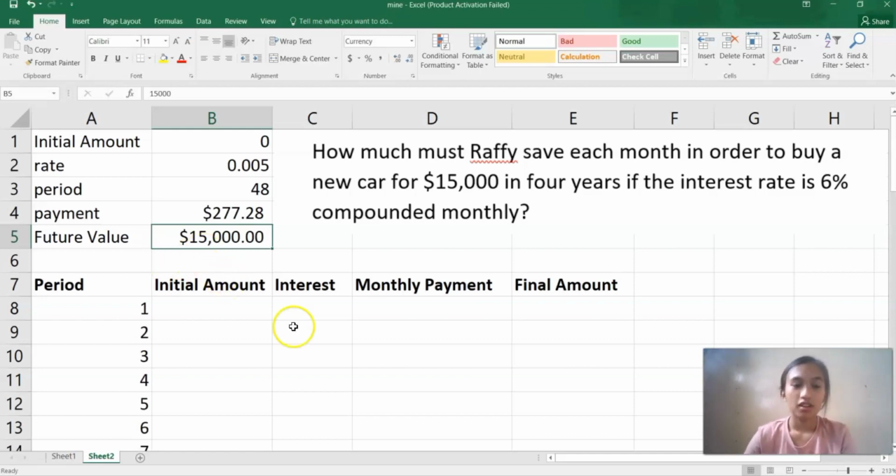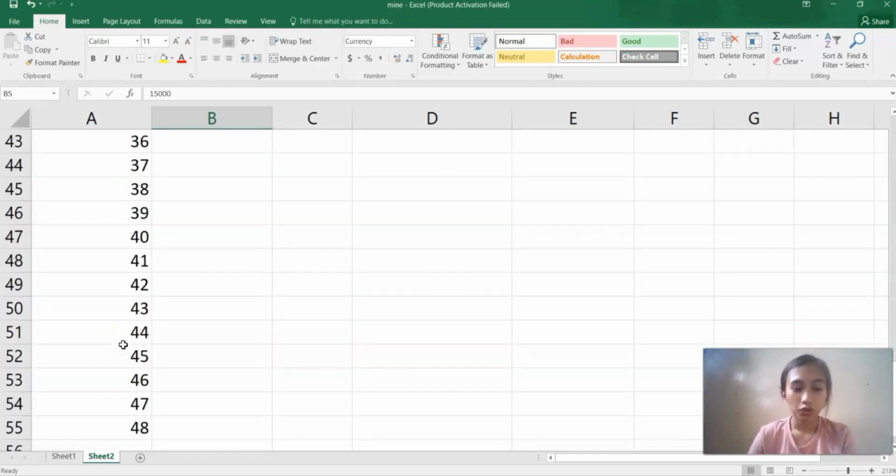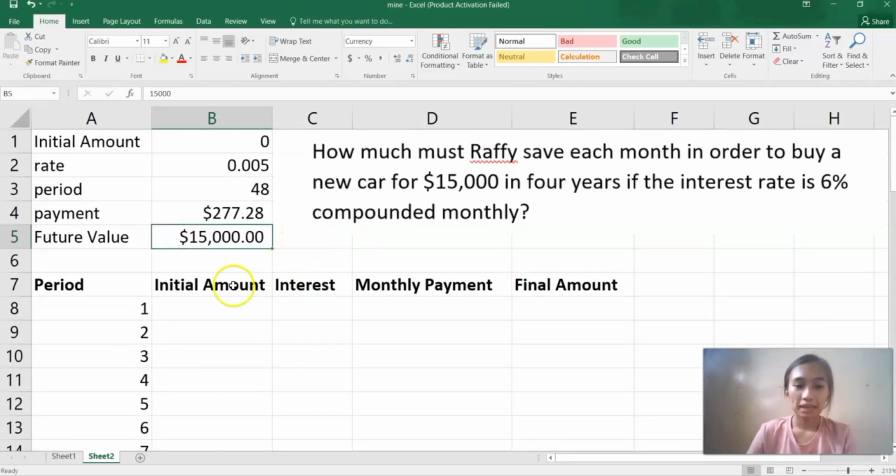So the monthly payment of Rafi to save $15,000 is $277.28. Alright, now to make a sinking fund schedule, we have here the period, which is up until 48, the initial amount, the interest, monthly payment, and final amount.